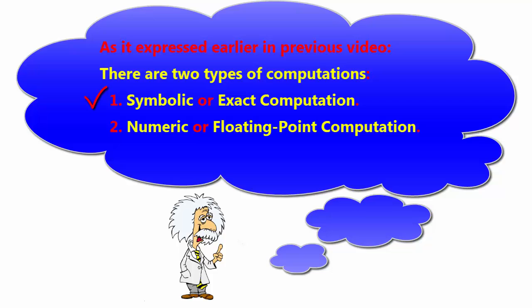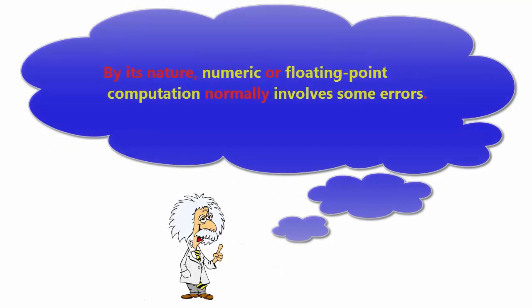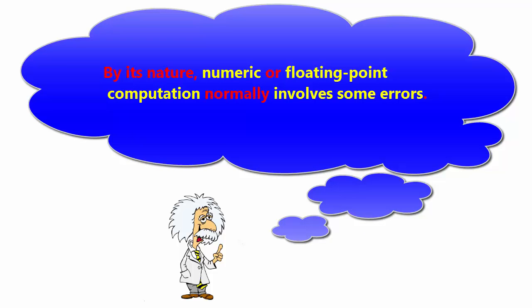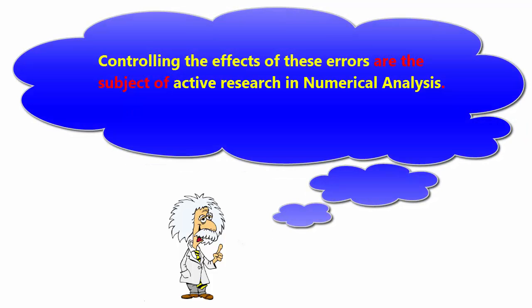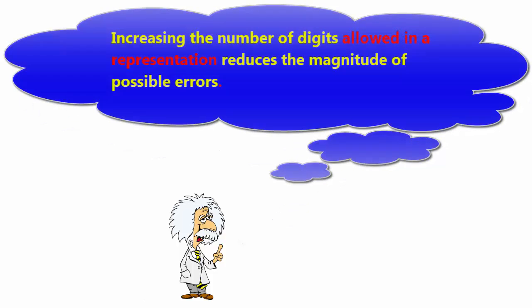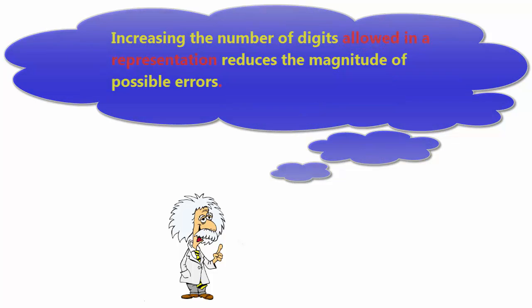1. Symbolic, or exact computation. 2. Numeric, or floating point computation. By its nature, numeric, or floating point computation, normally involves some errors. Controlling the effects of these errors is the subject of active research in numerical analysis. Increasing the number of digits allowed in a representation reduces the magnitude of possible errors.